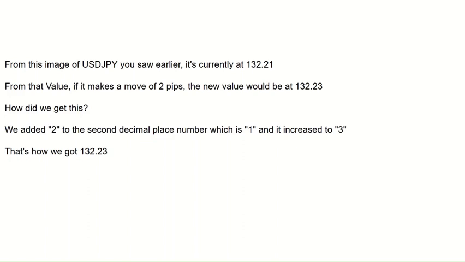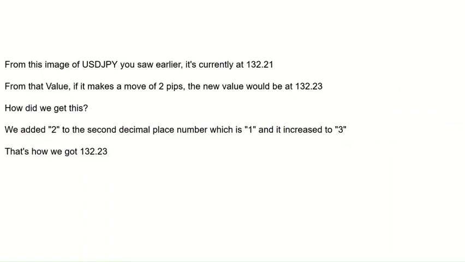From that value, if it makes a movement of 2 pips, the new value will become 132.23. How did we get this? We added 2 to the second decimal place number, which is 1, and it increased to 3. That's how we got 132.23.